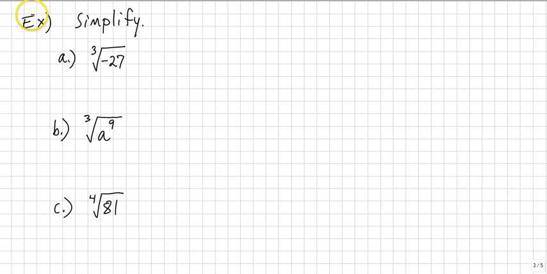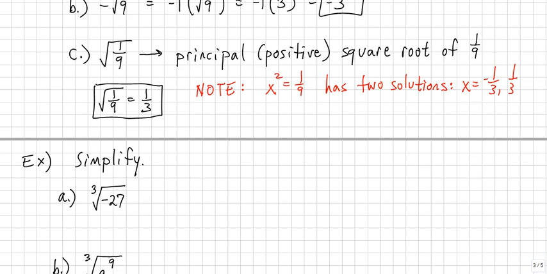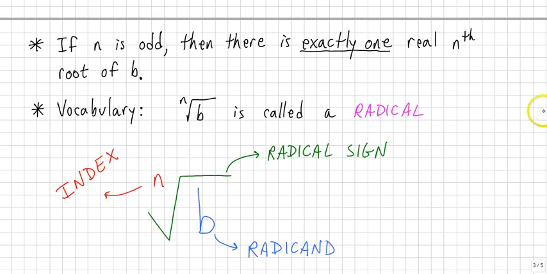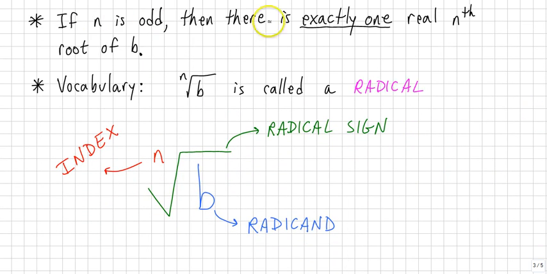All right, so let's try some cube roots. Notice now the first two are cube roots, and then the third one is a fourth root. So let's do the cube roots first. For a cube root, the cube root doesn't necessarily represent the positive root. Earlier we mentioned that if the index is odd, then there's only one real nth root of that number. So there is only one real number that you have to come up with. You don't have to choose between a positive and negative. There's only one real number.